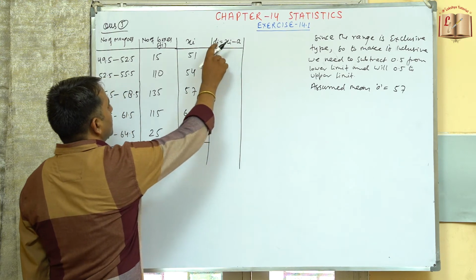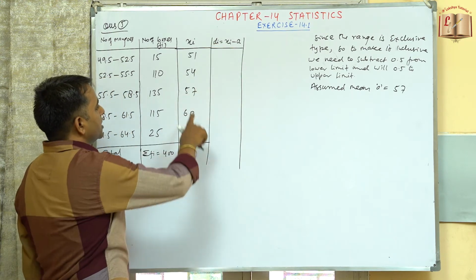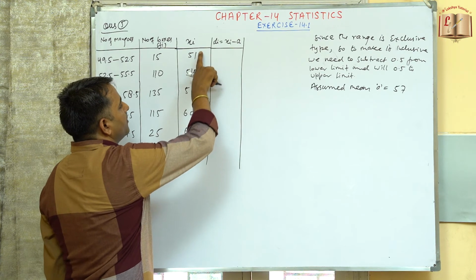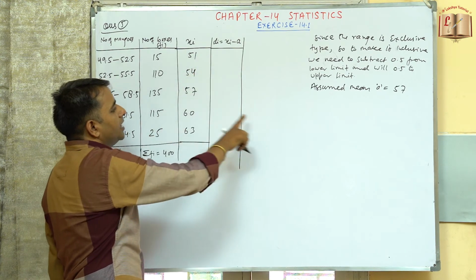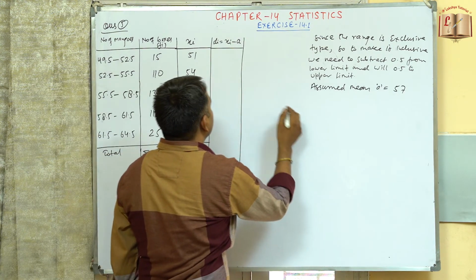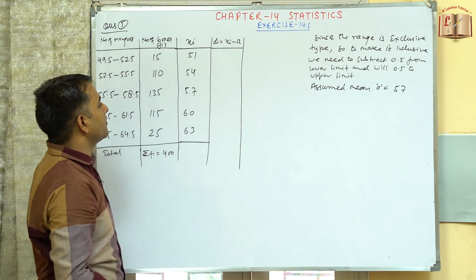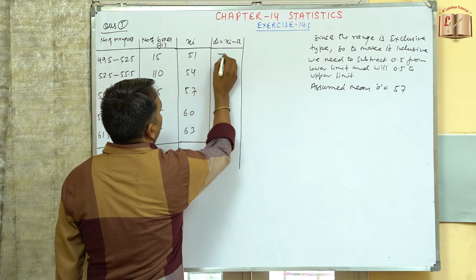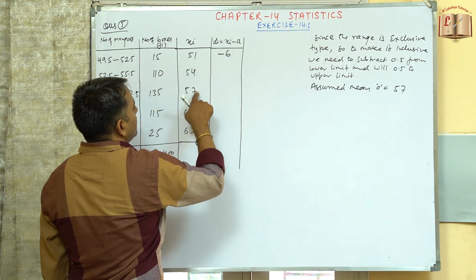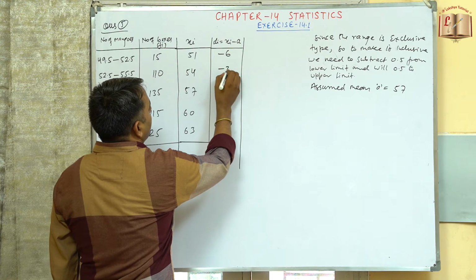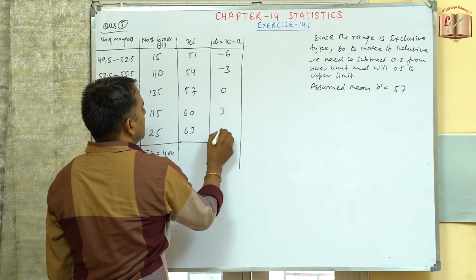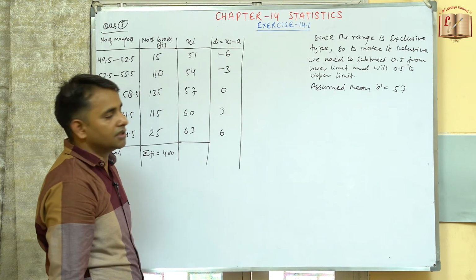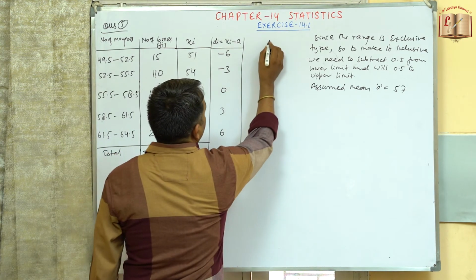Now we can calculate the di for everyone. So this will be xi means 51 minus 57. Xi here is 51 and assumed mean A is 57. So for this di will be 51 minus 57. So this is minus 6. Similarly for the second it will be minus 3, then this will be 0, then this is 3 and this is 6. So we got all these values.